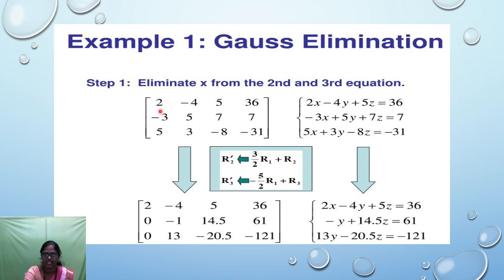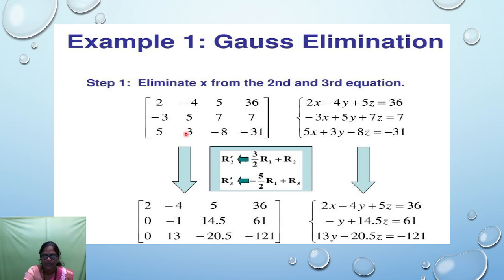So dividing R1 with 2, we get 1 here. Okay. Then multiply with 5. So what we get? Minus 5 by 2 R1 added with R3. So we get 0 here. 5 will cancel out. Then here is 1. So the answer is 0, 0. Apply the same condition for each of the other terms also.